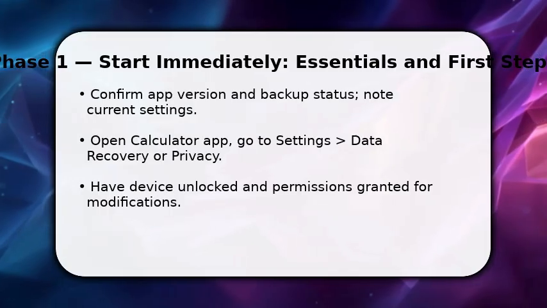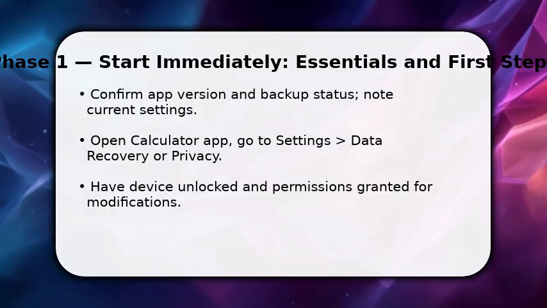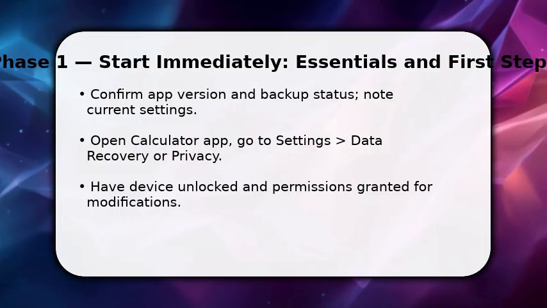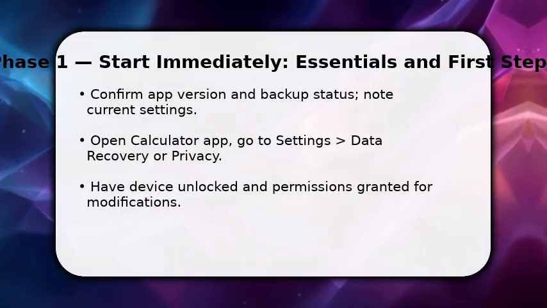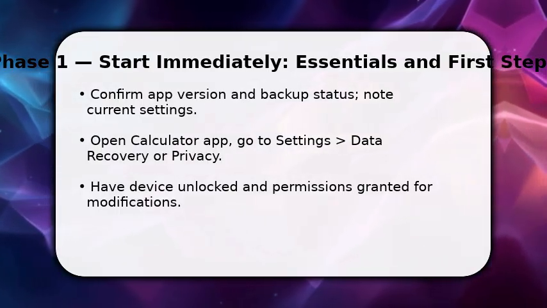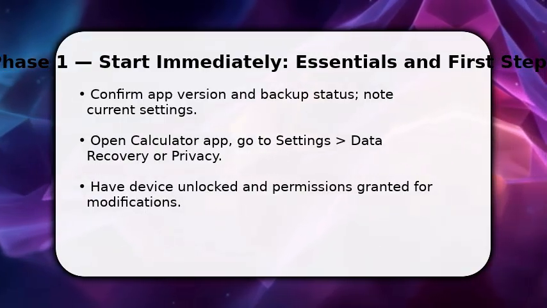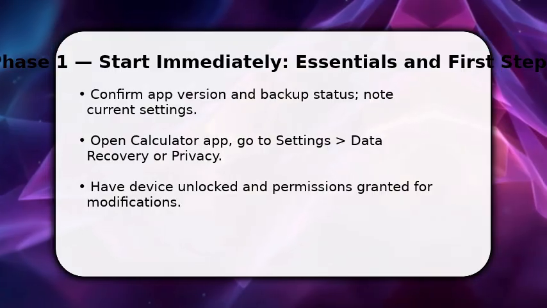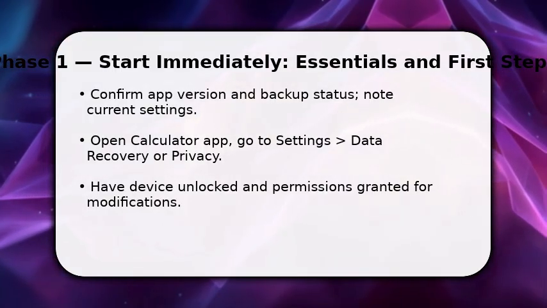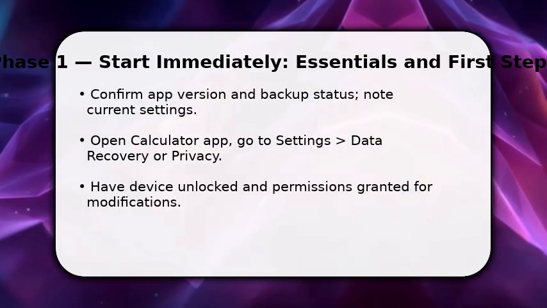You start by verifying the calculator app version and that you have a backup. This prevents permanent loss. Once done, open the app and navigate directly to Settings, then Data Recovery or Privacy. Don't wander through menus. Make sure you grant any permission prompts so the app can modify stored items. You're taking the first actionable steps now.